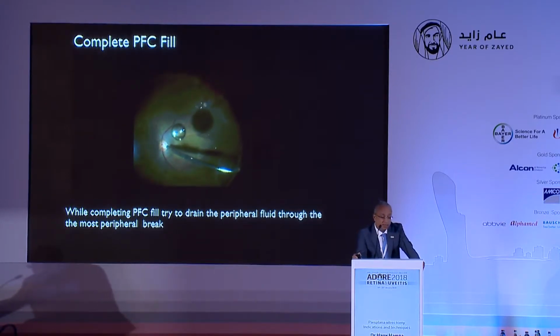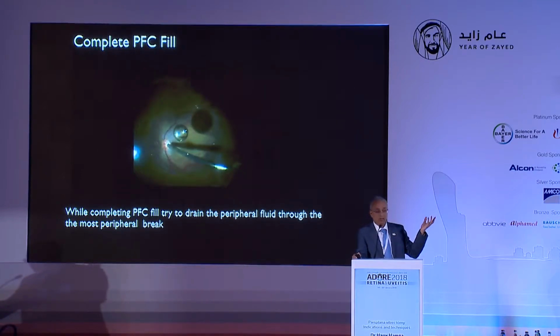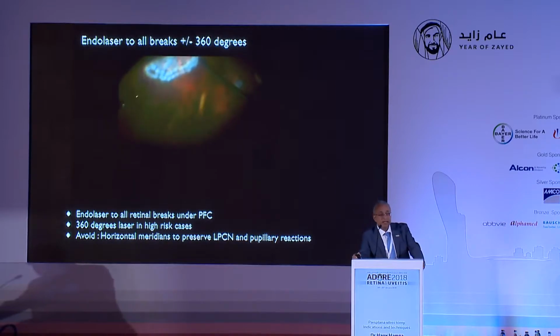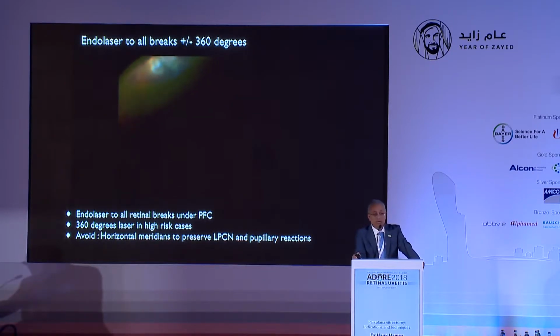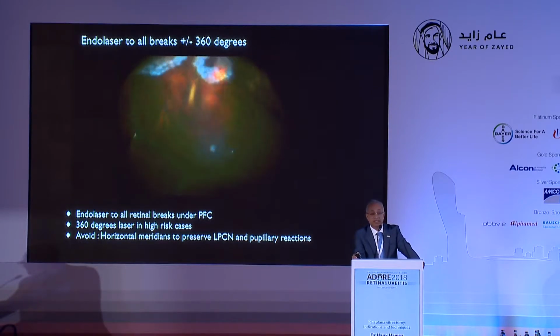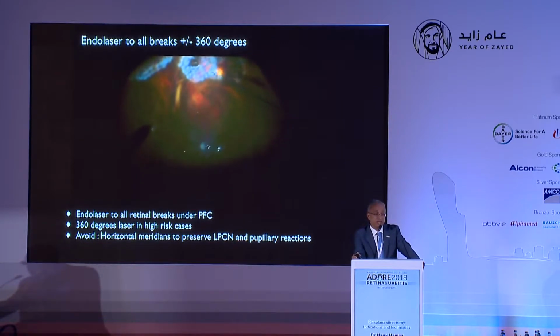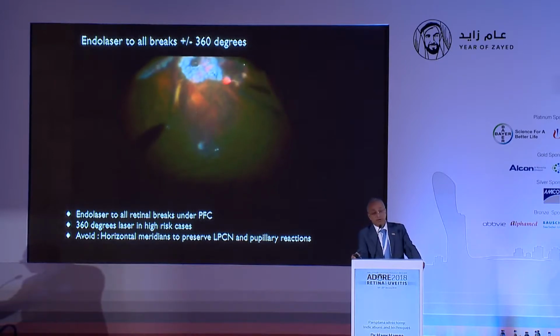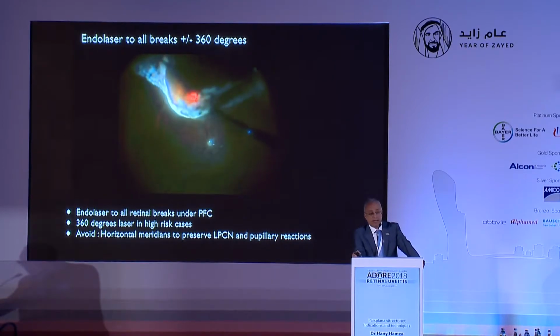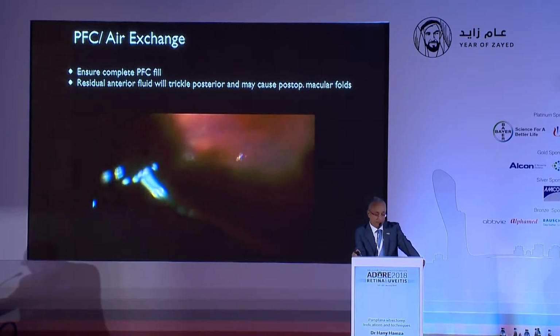Next, you complete your PFC fill, and while completing the PFC fill, you drain the peripheral anterior fluid through an anterior break or a retinotomy, and then you do endolaser to all retinal breaks. Sometimes we do a 360 degrees endolaser in high-risk cases with extensive peripheral degenerations, but in these cases, avoid the horizontal meridians so that you don't injure the long posterior ciliary nerves, which will affect the pupillary reaction postoperatively.